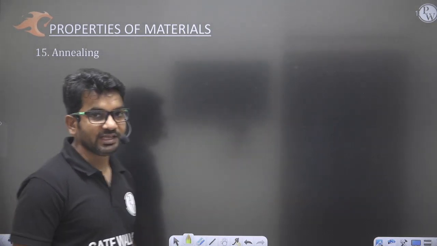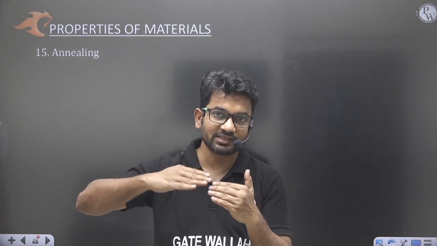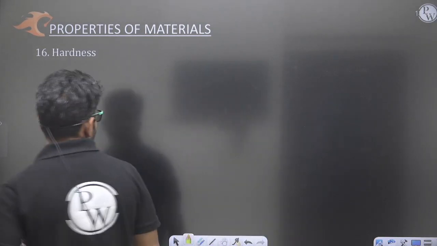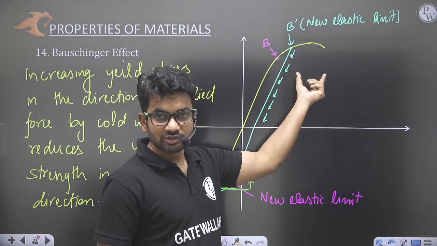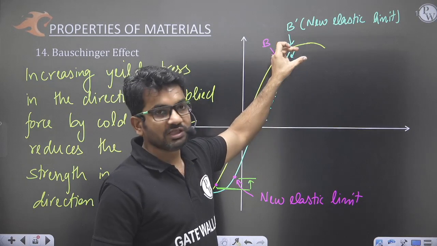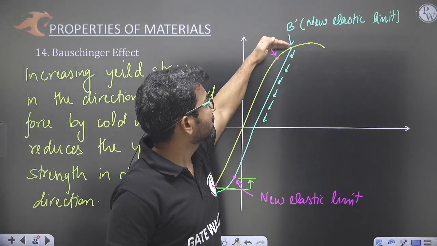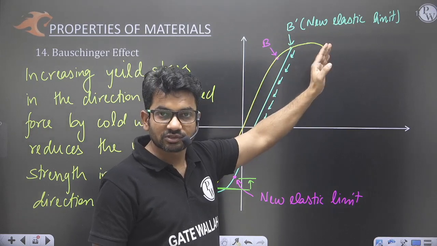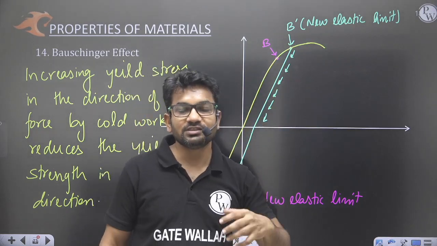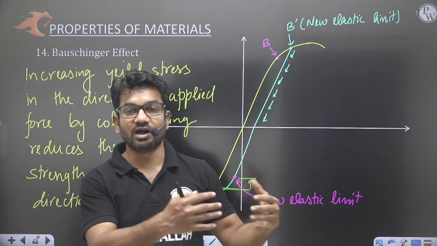Then let's come to annealing. See, when I have cold worked the material, by mistake or when the load was exceeded beyond the elastic limit, my ductility was reduced. Then I call this type of material cold worked. My yield strength is increased and my ductility is reduced. So this type of material is called cold worked, or work hardened material.